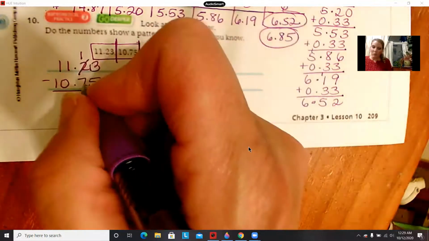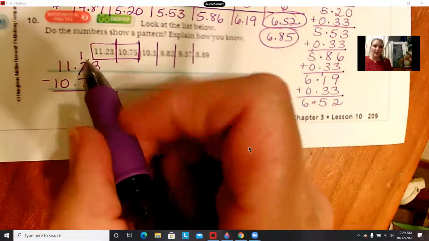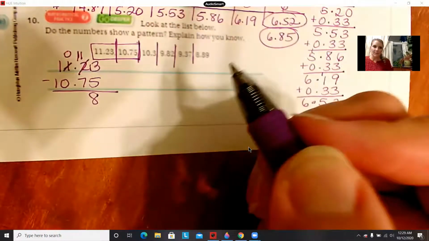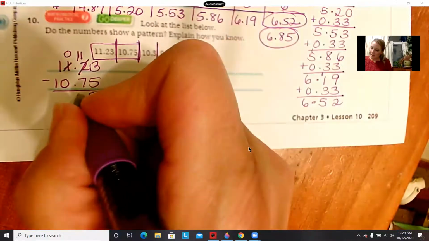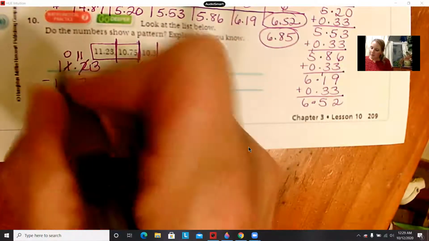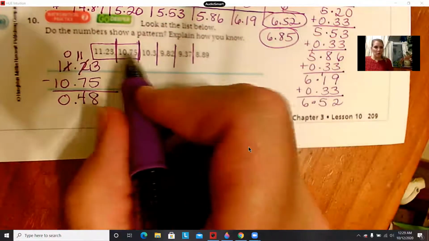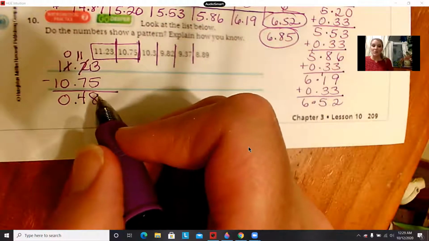And look, I can't take 1 minus 7, so I have to go next door to that number 1. Hey, 1, can I borrow from you? Sure, make me a 0 and put your 1 here. 11 minus 7 is 4. And we have 10 minus 10 is 0. So those two terms, when I subtract them, I get 48 hundredths.